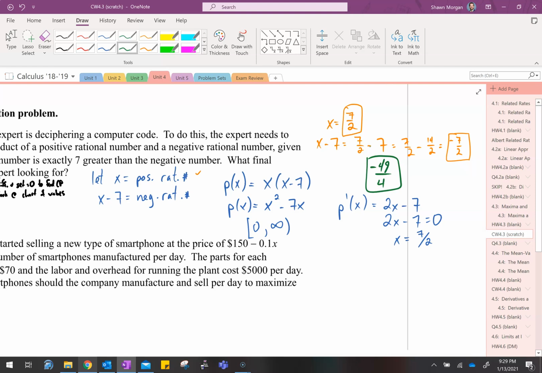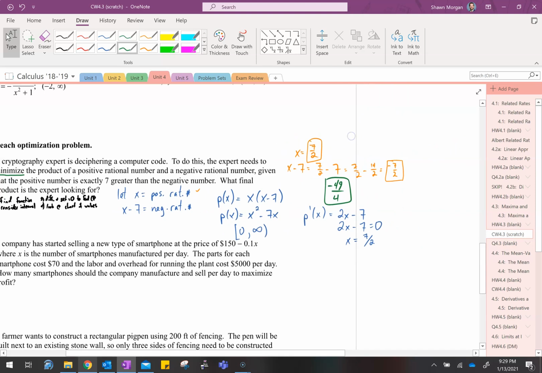If you consider the type of function that p of x was, it was a quadratic function. What do quadratic functions, generally speaking, look like? They look like a parabola. And so what we're doing is we're finding that lowest value right there.